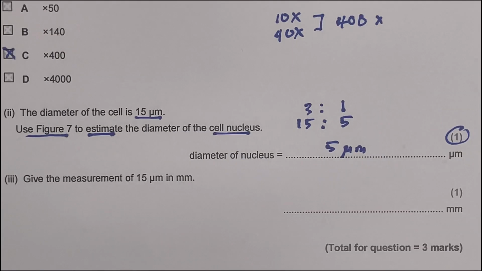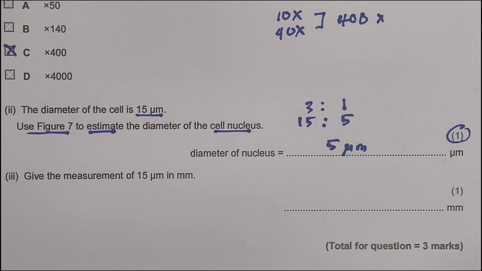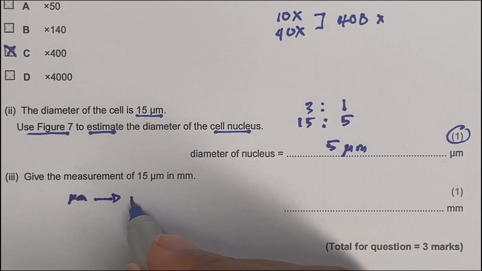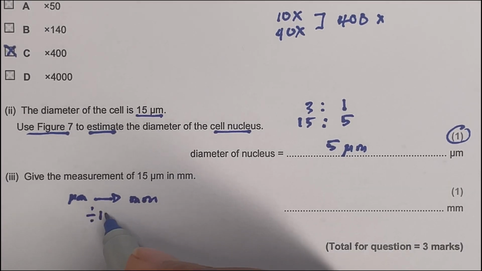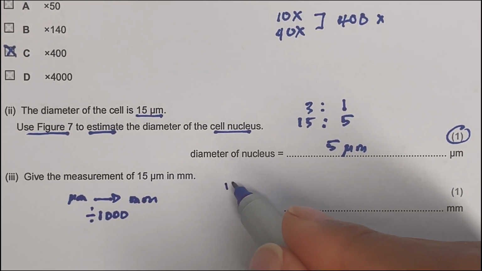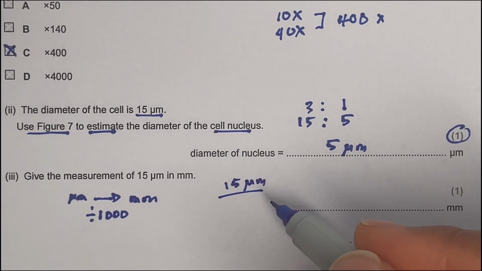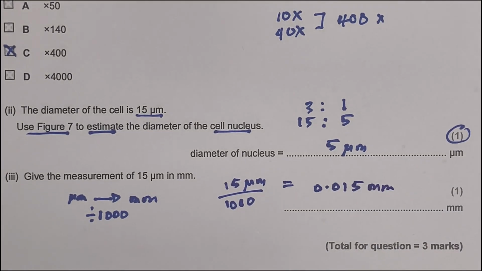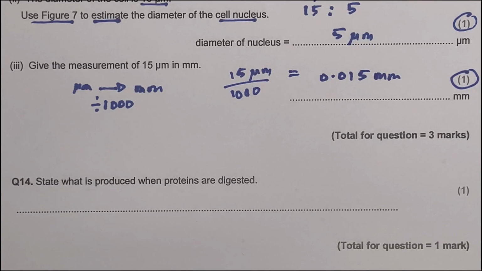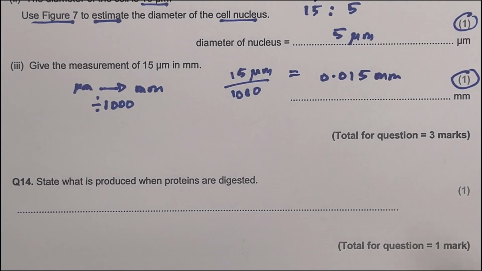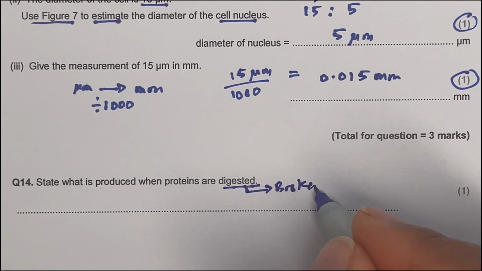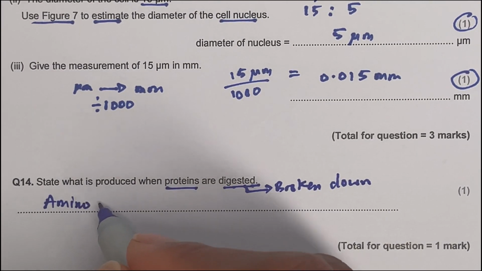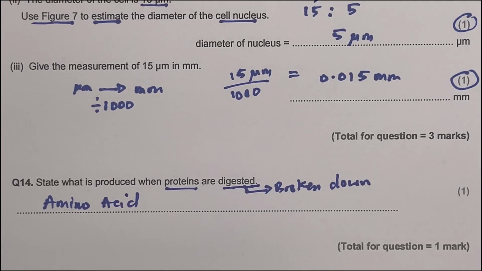So I have estimated. Give the measurement of 15 micrometers in millimeters. So if I bring back what I know, micrometers to millimeters, I need to divide by 1000. So what I do now is divide 15 micrometers by 1000. That gives me 0.015 millimeters. That's for 1 mark. State what is produced when protein is digested. This means broken down. Digestion means to break down. So when protein breaks down, it makes amino acid. And the enzyme that is used is protease.